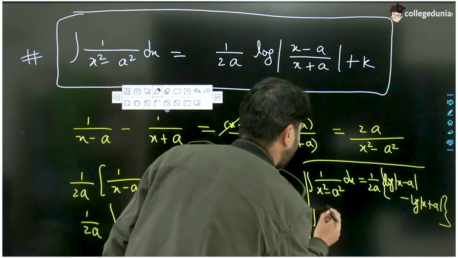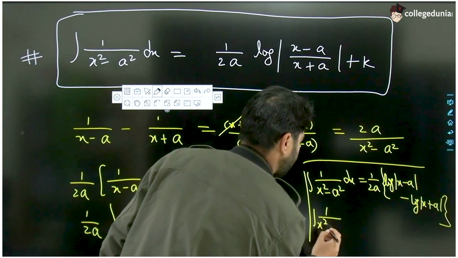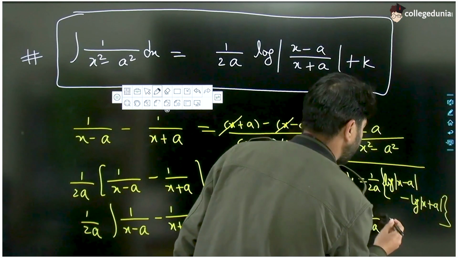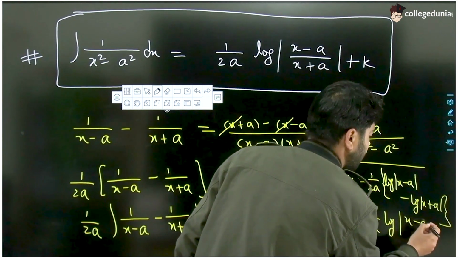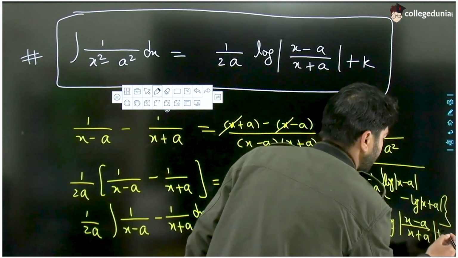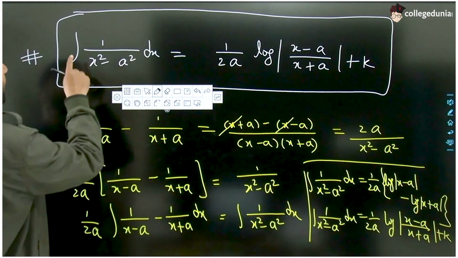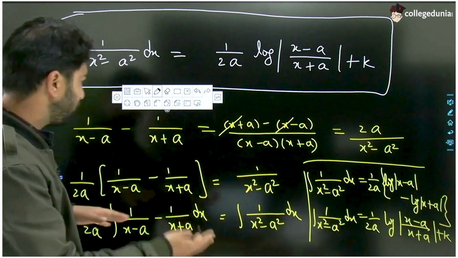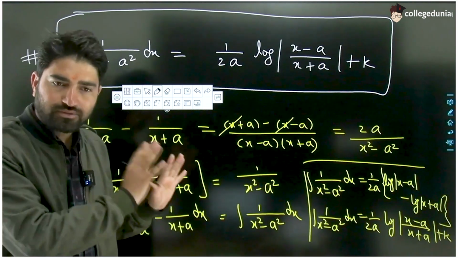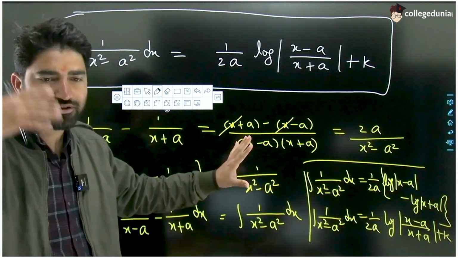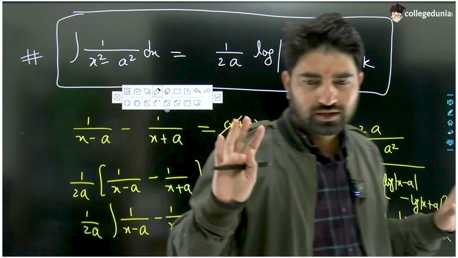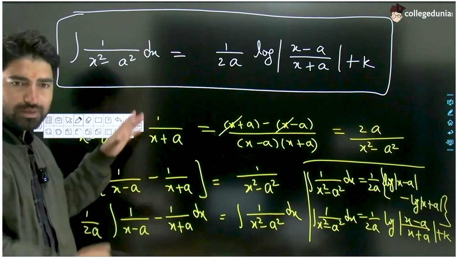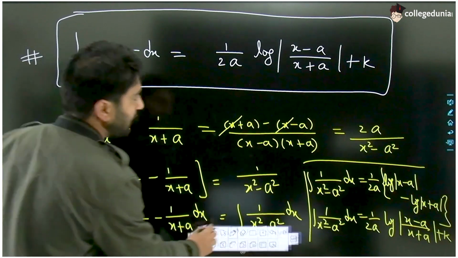And we all know the formula of log a minus log b. So 1 upon 2a, log a minus log b, will become log a by b. The integration of 1 upon x square minus a square will be 1 upon 2a log of x minus a upon x plus a. So guys, this is the derivation of this formula. You can remember it, but from an examination point of view, the derivation part is not that important. So you just need to remember this formula. This is the derivation of the first formula.